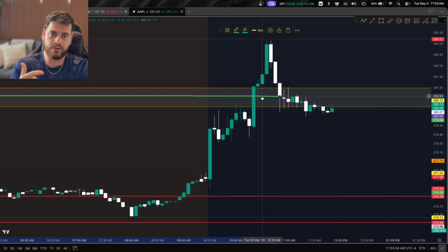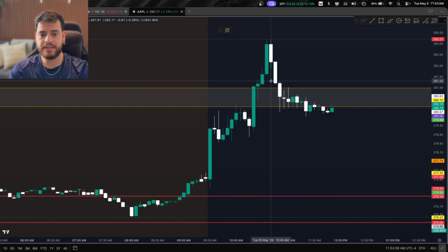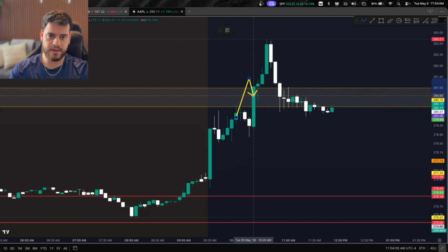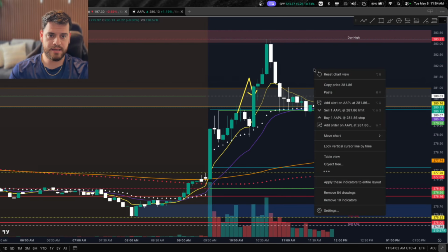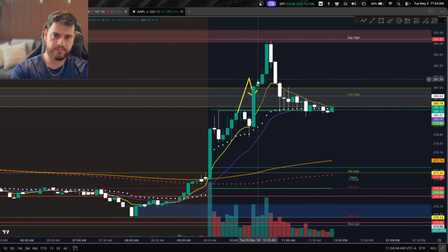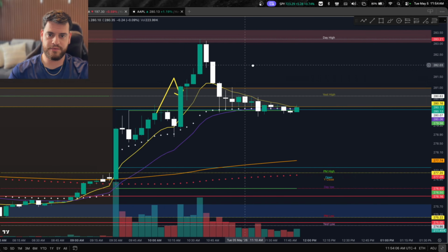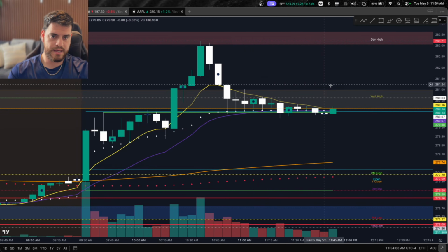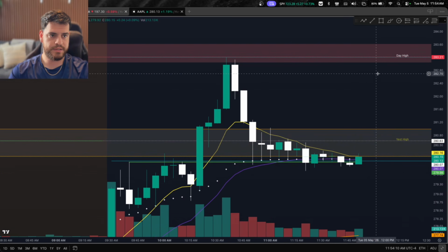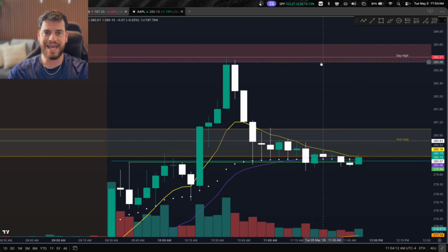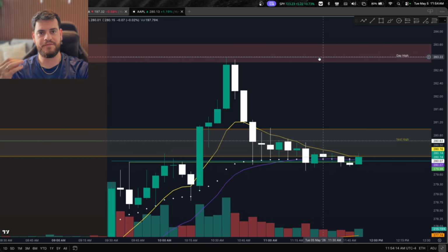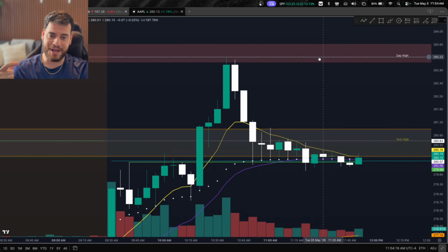So what do you guys think is more probable to work on this? Shorts or longs, calls or puts? Obviously, we're going to look for calls, and that's exactly what we did. We got calls at this retest of yesterday's highs level, and we took it all the way up to this 283 level.